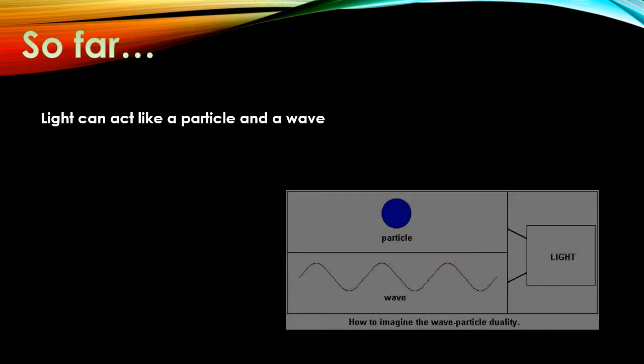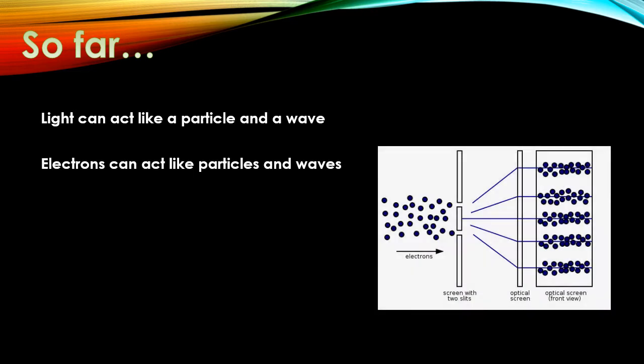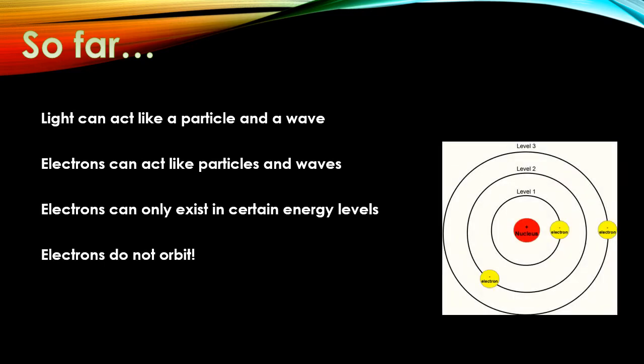However, so far we have established that light can behave as both a particle and a wave. We also have established electrons can behave like both particles and waves. And we've established that electrons can only exist in certain energy levels and that electrons do not orbit like planets around the sun. So I'm just going to go ahead and draw in here a nice little, nope, they don't orbit. They do have specific energy levels, but they do not orbit.